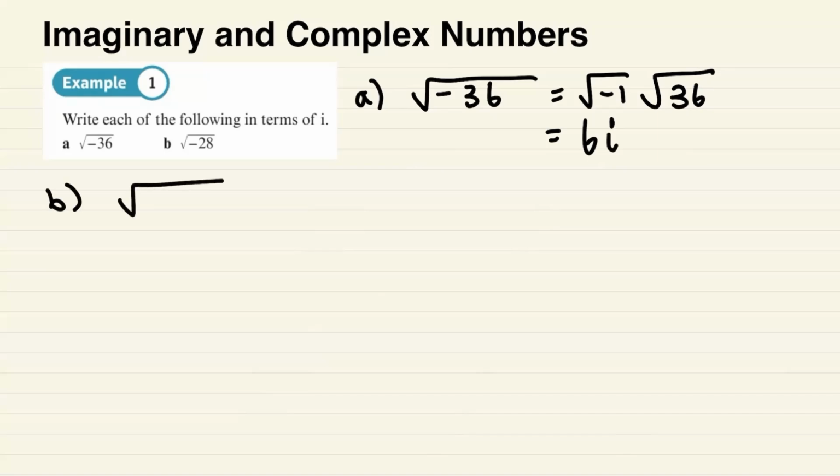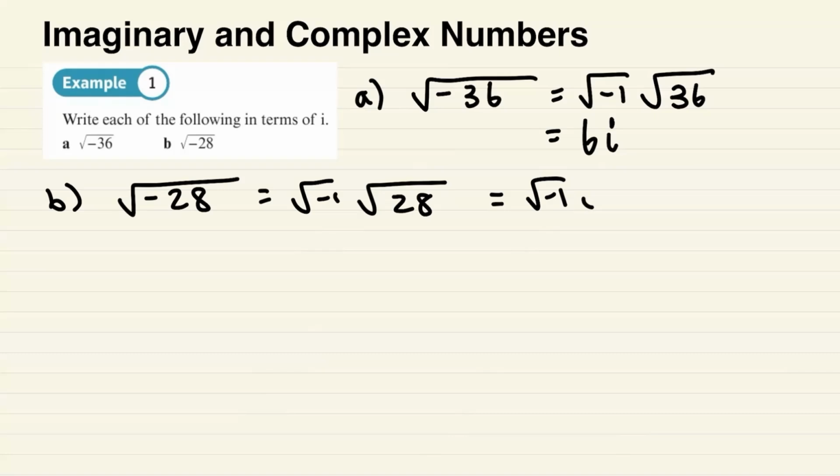For part B, we need to find the square root of -28. We can split this into the square root of -1 times the square root of 28. The square root of 28 can be broken down further into the square root of 4 times the square root of 7. This all simplifies down to 2 root 7 i.